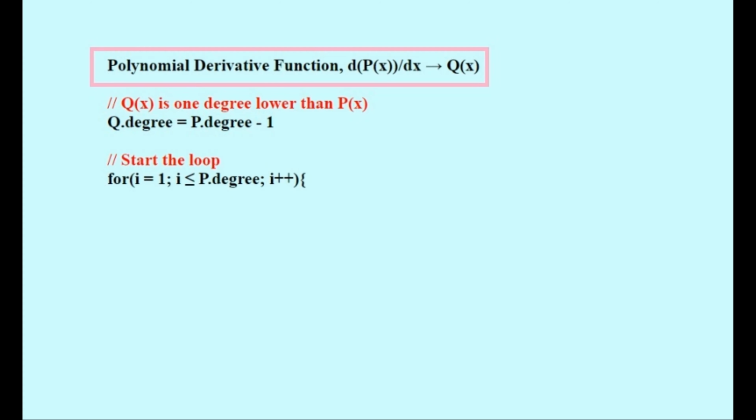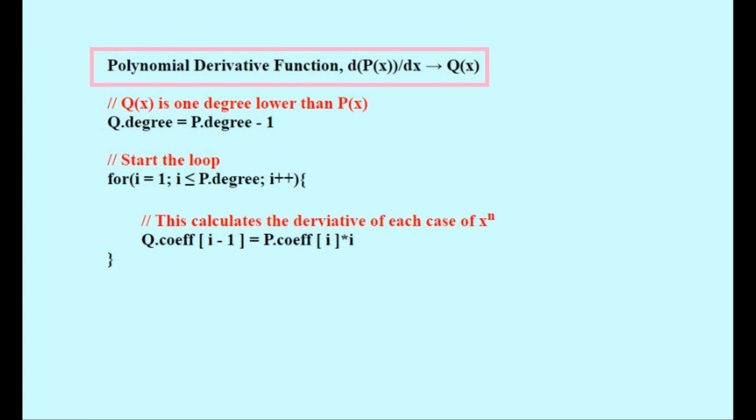So now to create the polynomial derivative function, which is very simple for polynomials. The degree of the derivative is always 1 less than the degree of the original polynomial. And so we loop through all of the coefficients of p except for the constant. So we skip i is equal to 0. And then we use this simple equation to find the derivative of each term of the polynomial.